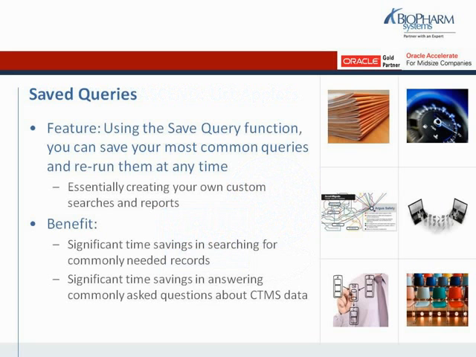What's even more useful is the ability to save that query criteria, so you can execute these queries with a single click instead of entering the criteria every time. So what this boils down to is the ability for a user to create their own custom searches and reports. The obvious benefits of this feature are that it significantly saves time in searching for commonly needed records, and in answering some commonly asked questions about CTMS data as well. We'll look at some of these examples in our demo of this particular feature.